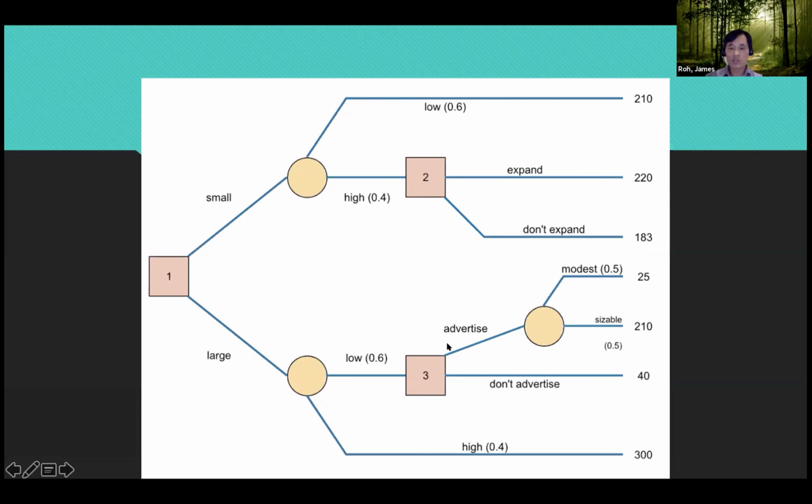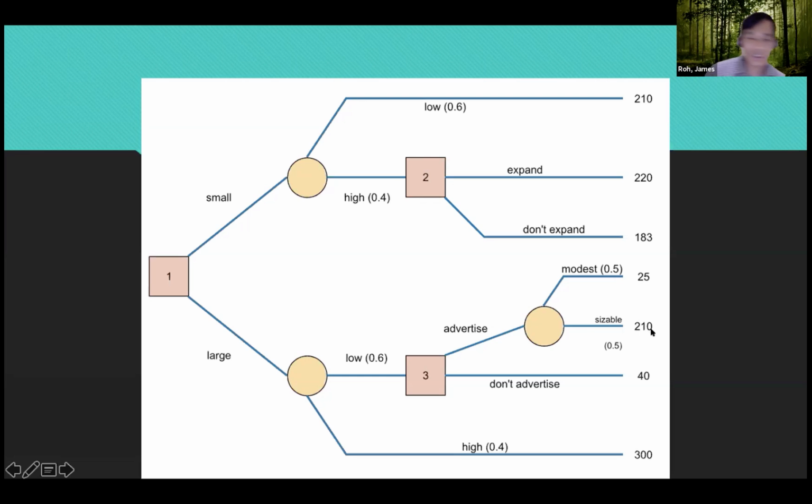Now, if you do decide to advertise, then another condition is added to the question, that is whether it is a sizable advertisement or not, right? Is it a modest one or a sizable one? So you have to look at the probability. Therefore, it is a circle rather than a square, because now it's a probability. That condition is divided into two, modest or sizable, and 50% chances are given there, and the payoff out of that choice is $25,000 and $210,000.